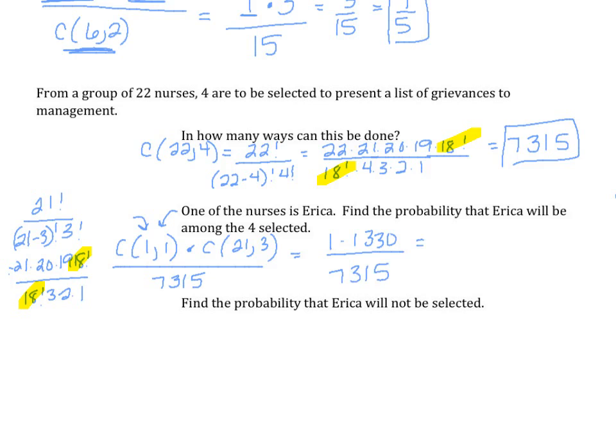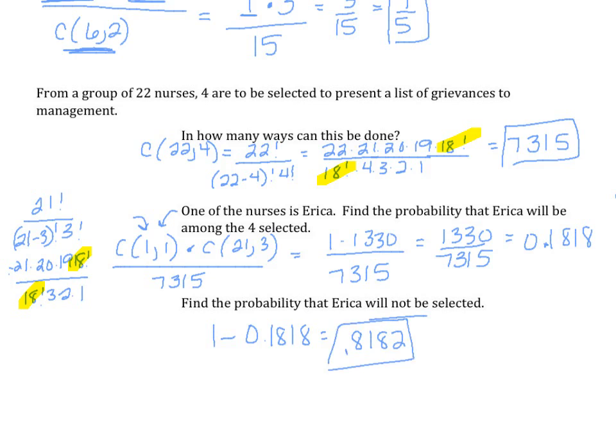So multiplying by 1 we know doesn't change anything. So 1330 divided by 7,315 tells me that I have 0.1818. She's got about an 18% chance of getting chosen to be the one. Well, we know that when I add the probability that it will happen plus the probability that it won't happen, it's equivalent to 1. So to find the probability that she will not be selected, we're going to take 1 minus 0.1818. So she has a 0.8182 chance, or nearly 82% chance, of not being selected.